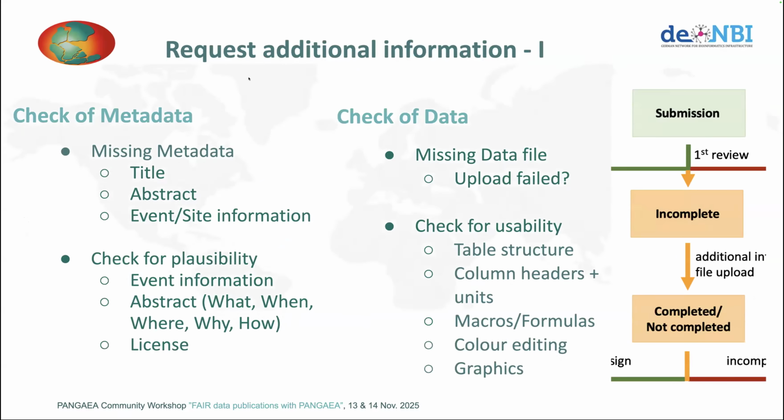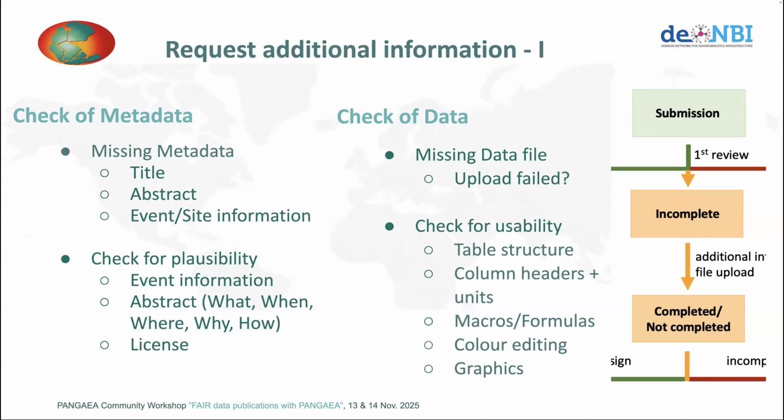Request additional information. You will get an email from our ticket system that we need some more information to evaluate your submission. First of all, we are checking the metadata. Do we have metadata, or are some really relevant metadata missing? For example, the title, the abstract, do we have event, site or sampling information? If not, but we see that we can go on with the submission if we have it, we will ask for it.